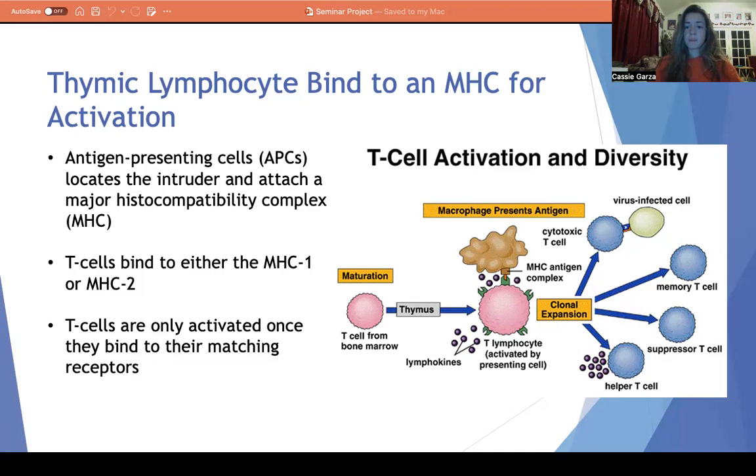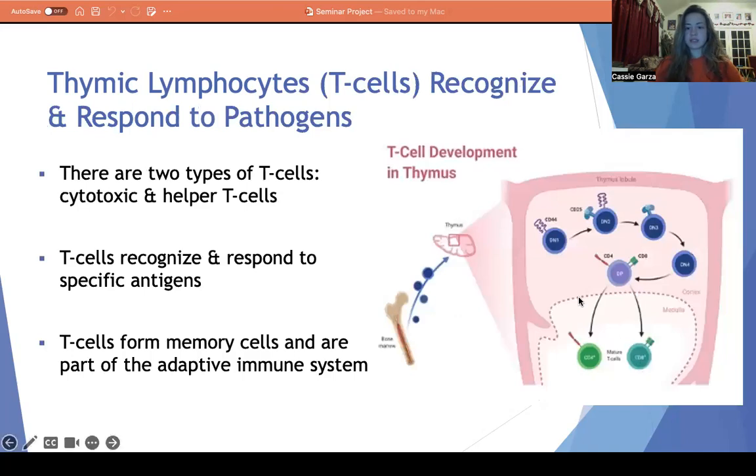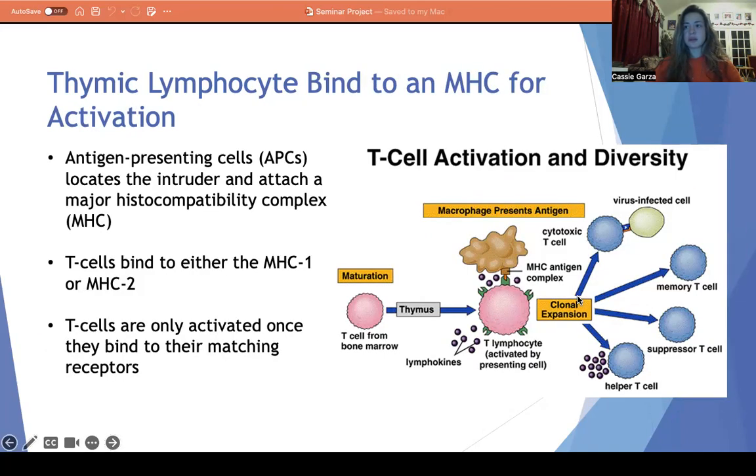There are a few different variations of that complex. The ones important to this study are definitely going to be MHC1 and MHC2. So MHC1 is going to bind to the CD8 receptors, like we saw earlier in this picture, which is characteristic for cytotoxic T cells. And the MHC2 complex is going to bind to the CD4 receptors for the helper T cells. So the type of MHC complex is going to determine what type of T cell is going to develop. As you can see here, this was the clonal expansion. Depending on what type of MHC complex it's exposed to, it can develop to be either a cytotoxic, memory, suppressor, or helper T cell.